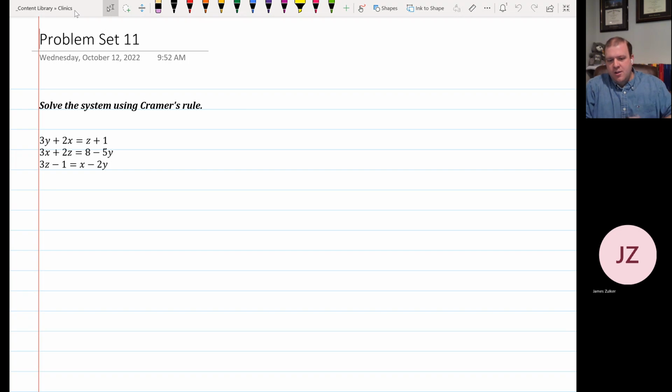Cramer's rule is a way to solve a square system of linear equations by using determinants instead of row reduction. It's important to note that we can only use Cramer's rule on a square system, with the same number of equations as we have unknowns, because you can't have a determinant of a non-square matrix.